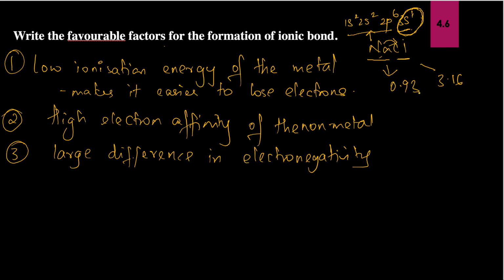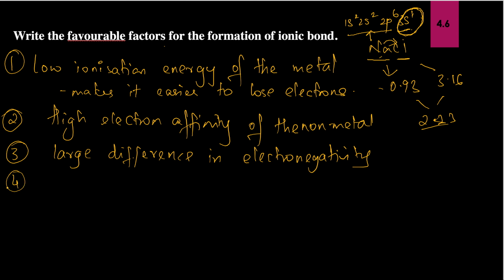So if you see, the difference itself is so high. Therefore, when two elements have such a difference in electronegativity, definitely they will form an ionic bond. If I take the difference of both of these, it comes to somewhere around 2.23. That is a huge difference between both the elements in their electronegativity. So a large difference between the electronegativity of two elements will form an ionic bond.